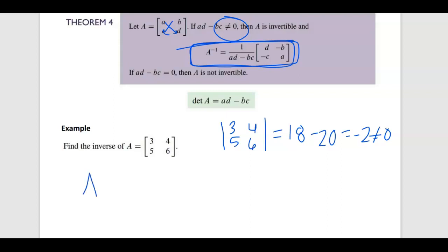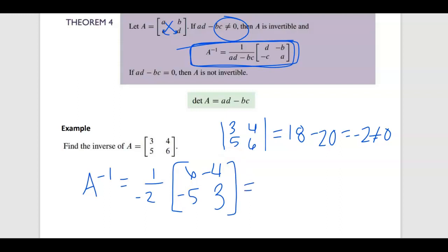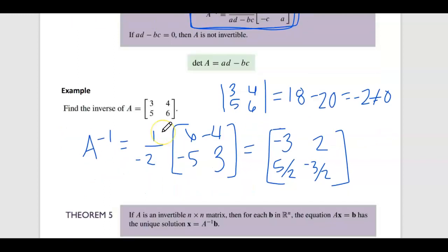Okay, so therefore, the inverse is 1 over negative 2 times, we're going to switch D and A, and then we're going to take the negative of B and C. You can leave it like this, or we can go ahead and multiply on the inside, so negative 3, 2, 5 halves, negative 3 halves. And that's going to be my inverse of A.